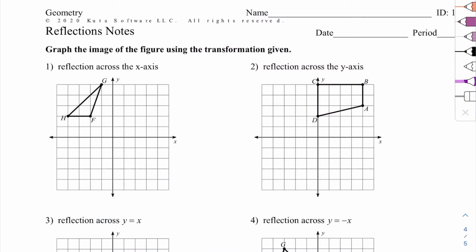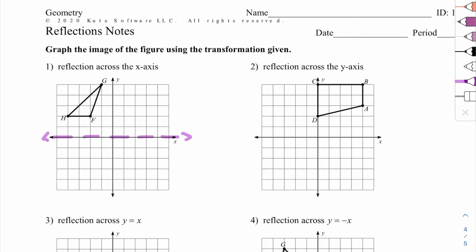Yeah, let's go ahead and look at some examples. On the first example, it wants us to do a reflection across the x-axis. So the first thing that you'll want to do is locate the line of reflection, which in this case is the x-axis. So let's go ahead and highlight that. This is our line of reflection. This is the line we will be flipping the triangle FGH over.